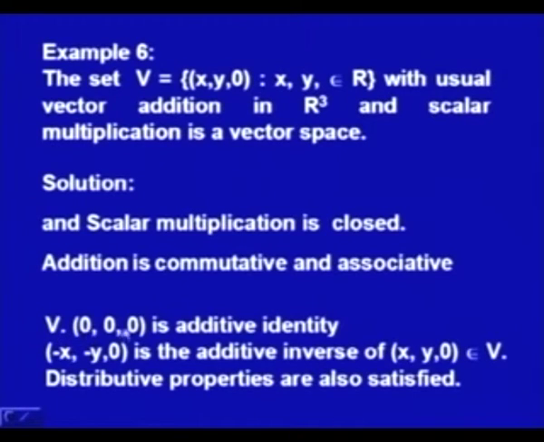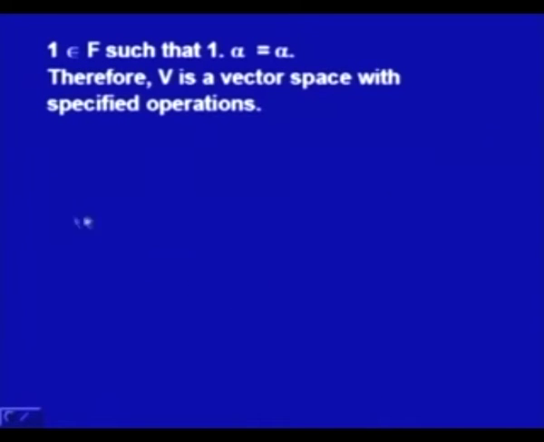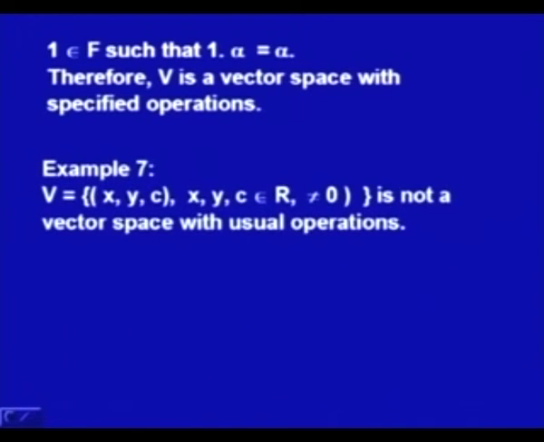Then we can say that 0 0 0 is the additive identity for the set V. Further, minus x, minus y, 0 is the additive inverse of x, y, 0 for any vector belonging to V in this particular form. One can very easily check that when we add the two, we get the additive identity 0. The distributive property is also satisfied. Then we can talk about the scalar 1 such that 1 into alpha is equal to alpha, and all these properties prove that V is a vector space with the specified operations.